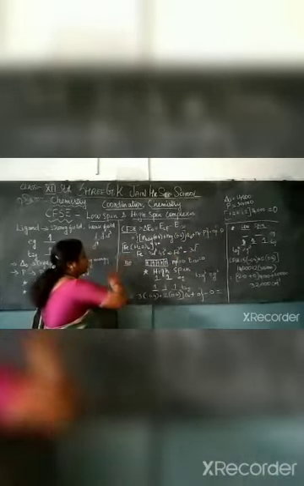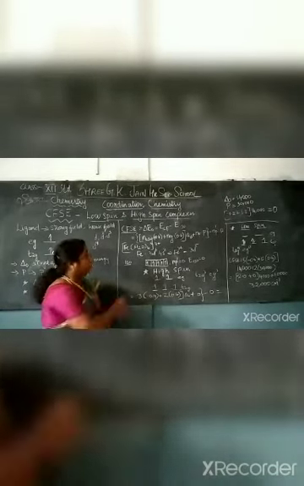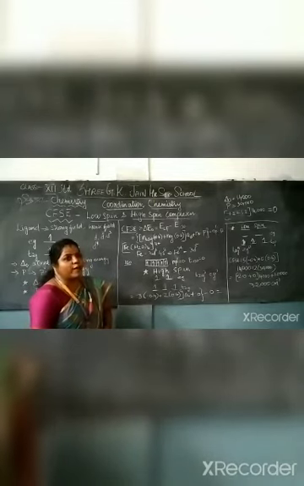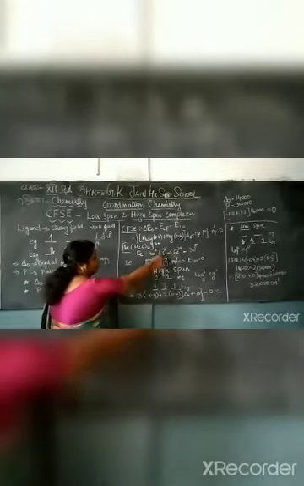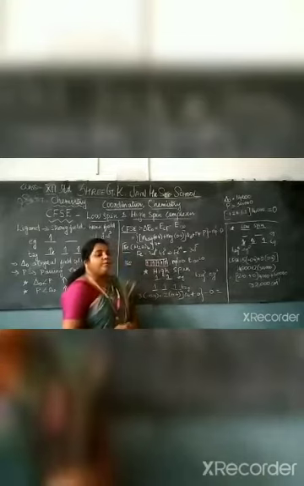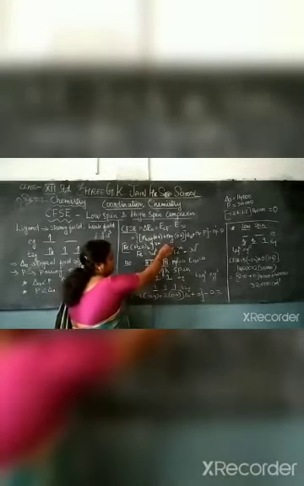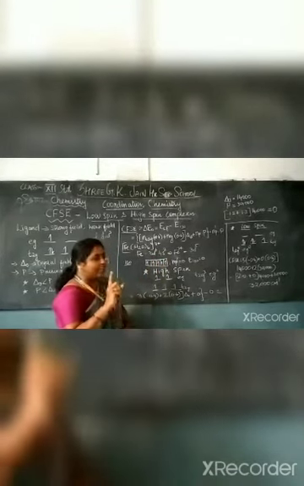Here the complex given is Fe(H2O)6. What is the central metal atom? Fe is the central metal atom. What is the atomic number of Fe? It is 26. Then what is the configuration? 3d6 4s2. It should be in the ionic form Fe3+, so we have to remove 3 electrons, 2 from 4s and 1 from 3d. So it becomes 3d5.